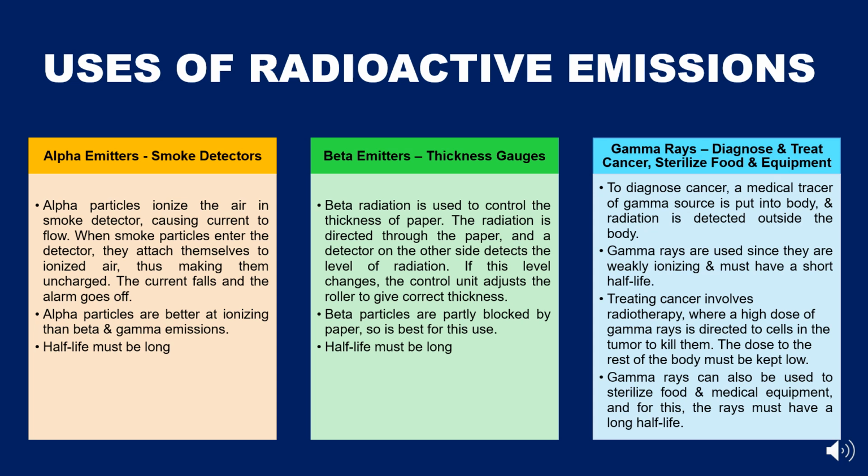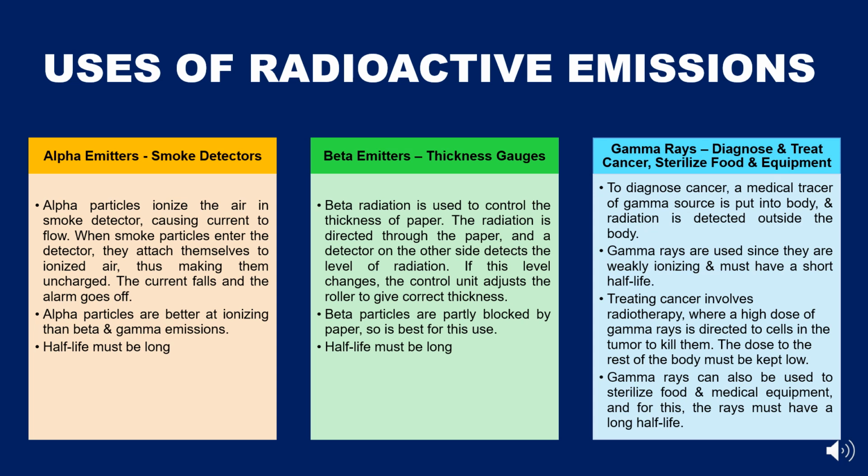Why are alpha particles used? Alpha particles are used because they ionize air particles much more easily than beta and gamma emissions. In terms of half-life, in this use, alpha emitters must have a very long half-life to avoid needing to replace it in the lifetime of the detector.